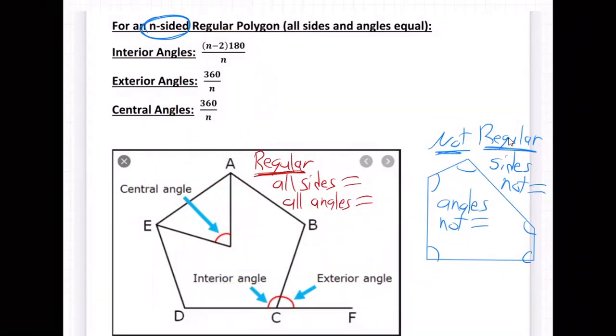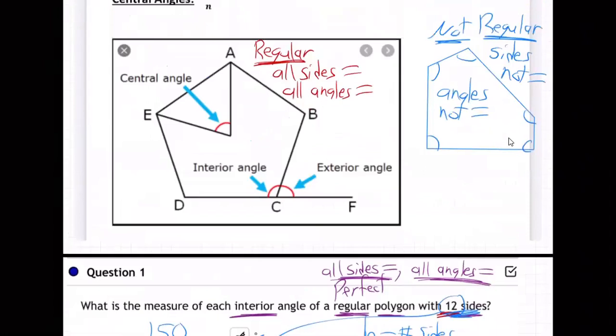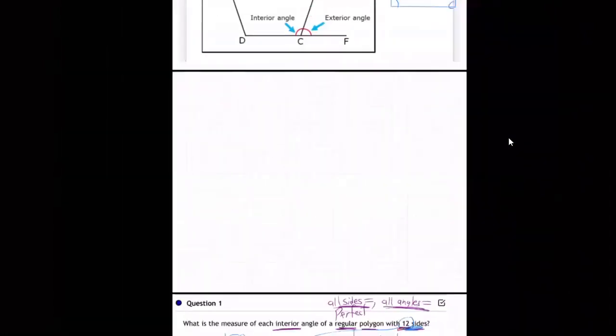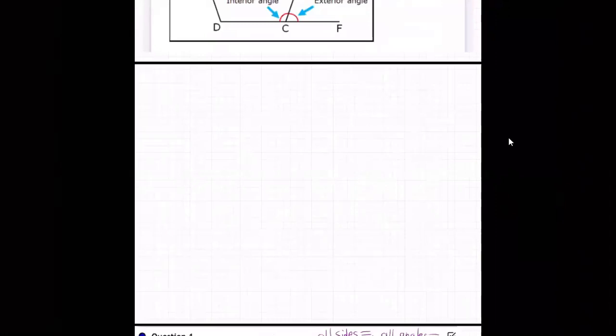So how'd they come up with these? Well, I'm just going to show you the interior one. How'd they come up with that interior angle formula? It's actually not that bad. They reasoned like this. If we have a triangle, we already know there's 180 degrees in every triangle, right? There's a funny looking triangle I made there. Every triangle has 180 degrees.